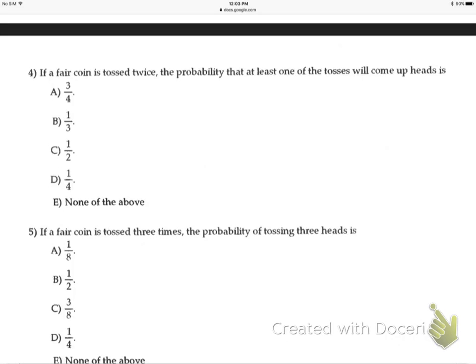Solve it for you, but I'll solve it real quick. So when you toss a coin twice, you can just list out the things that can happen, right? Like we did the other day. Heads, heads, heads, tails, tails, heads, tails, tails. Remember how we did that the other day? Those are the 4 things that can happen when you toss a coin twice.